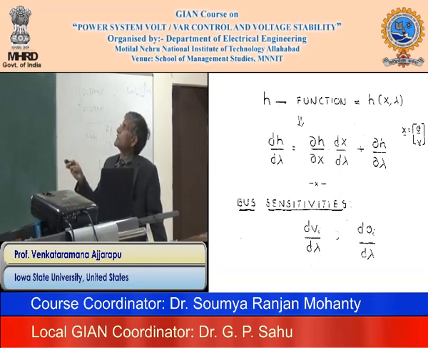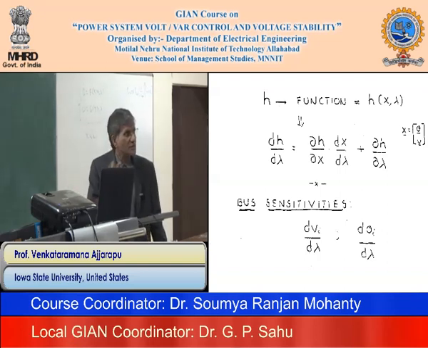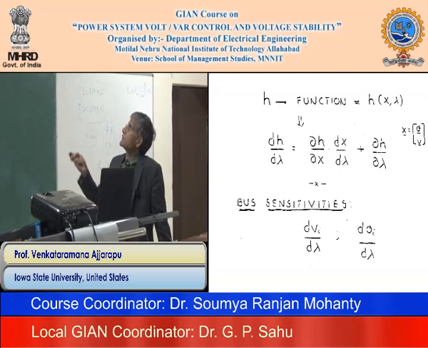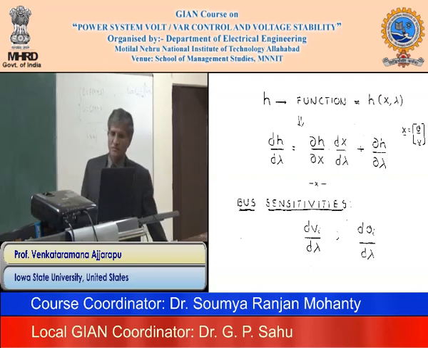Now, bus sensitivity, for example, is already there. So if it is voltage Vi, if I apply this, you get dVi by d lambda, right? So dVi by d lambda means how the voltage Vi is changing with respect to lambda. That gives you some information locally. And similarly, d theta i by d lambda. Yeah, you can get these derivatives. So that's not a big deal.